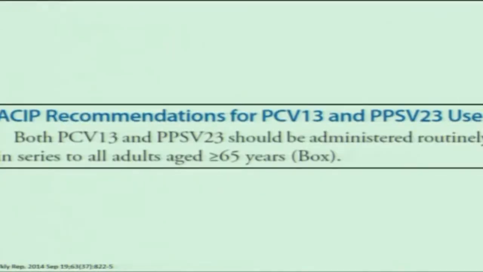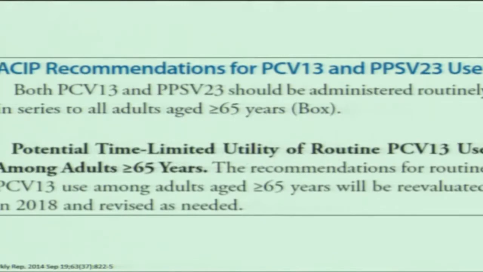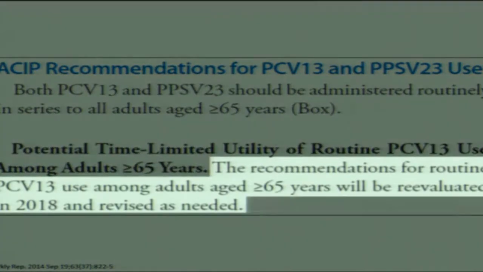So if we go back to the ACIP recommendations, these are now from 2014. If you go carefully into the document, you'll find this additional statement which says the recommendations for routine use will be revisited in 2018 and revised as needed. And this is one of the few times that the ACIP has put a time-limited recommendation on any vaccine. And it's good for us to think about why this might be the case. Because for the last 4 years, the ACIP has very thoughtfully been collecting important data to help inform the decision about what to do for PCV13 and adults.